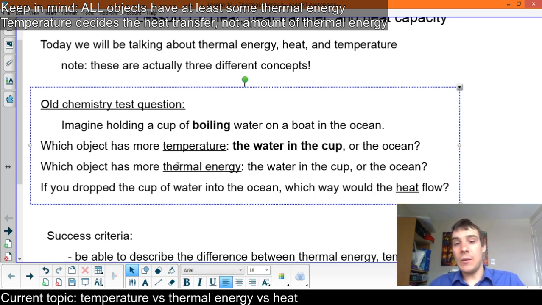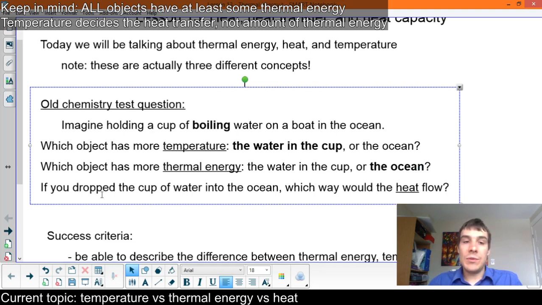The cup is obviously a lot warmer, but there's a lot more water in the ocean. A lot more water. And if you remember the point that I made at the very start of this video, all objects have at least some thermal energy. A cup of ocean water will have less thermal energy than that boiling cup of water. But when you're talking about trillions and trillions of cups of water in the ocean, I think overall the ocean's going to win. So the ocean contains more thermal energy than the cup, even though it's a colder temperature. It's an important distinction to make between temperature and thermal energy.